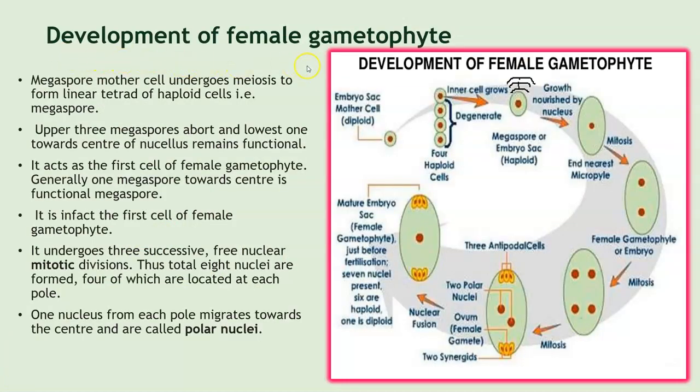Students, let us have a look at the development of the female gametophyte. The megaspore mother cell undergoes meiosis to form linear tetrads of haploid cells, that is megaspores. So have a look here, this is your mother cell, it's diploid. Now it undergoes meiosis to give you 4 linear haploid cells, arranged into a tetrad.